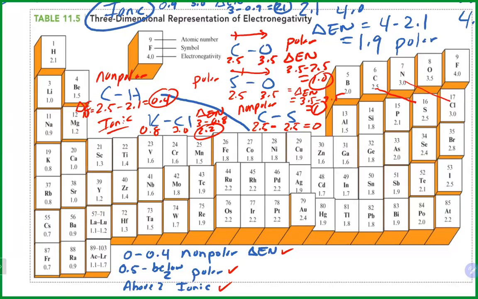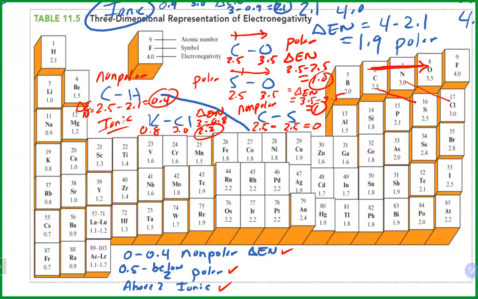Now, to finish up here, before everybody packs up, you sometimes just need the general trend in electronegativity to help you without even the numbers. If I look at something like carbon and oxygen, for example, they're in the same row on the periodic table. Oxygen is further to the right, which means it should be more electronegative. So you don't really need the numbers. It should be a polar bond.